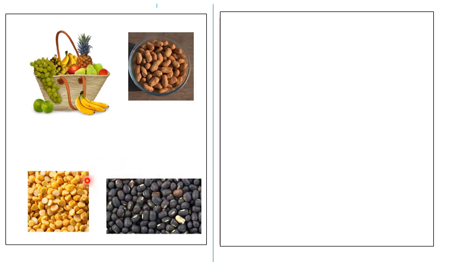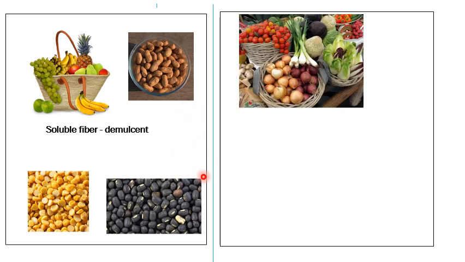urad dal. All these are soluble fibers, and they act as demulcents because they will also form a mucus-like protective coating over the cells for some time, so that the irritation will not be there, and that will slow down the movement of food along the digestive tract.